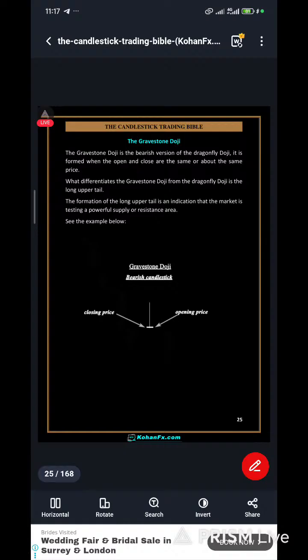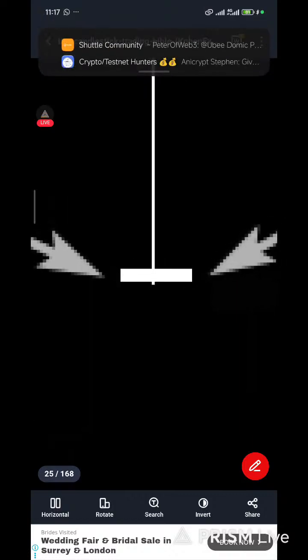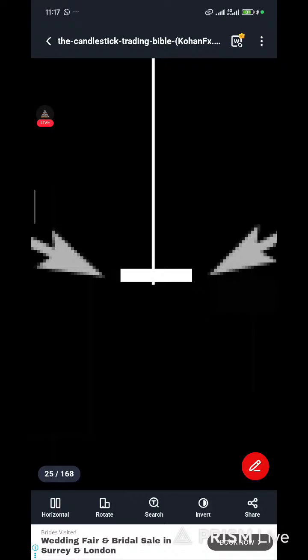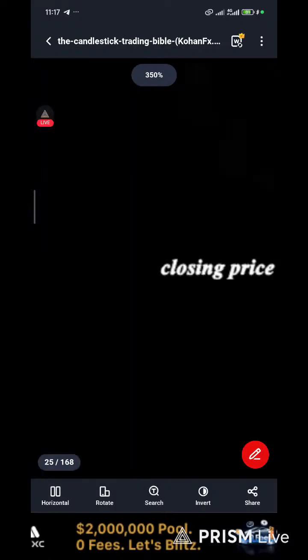So guys, the Gravestone Doji, as I told you, is a bearish version of the dragonfly. It is formed when the open and the close are the same or about the same price. Have you seen it? The open and the close here are about or close to the same price. It's not as flat as the main doji candle, which shows the sign of indecision. Remember from our former class, the doji candle shows the sign of indecision.